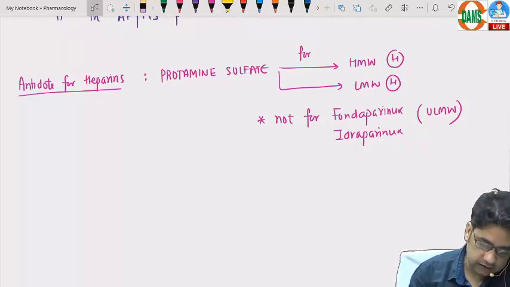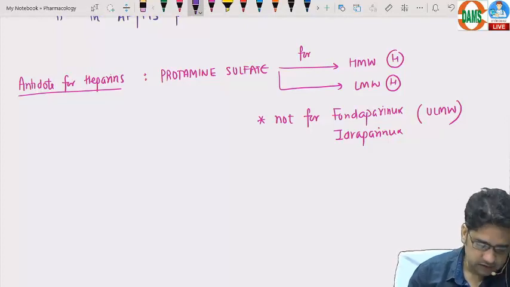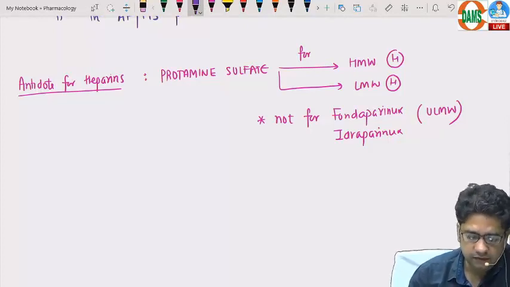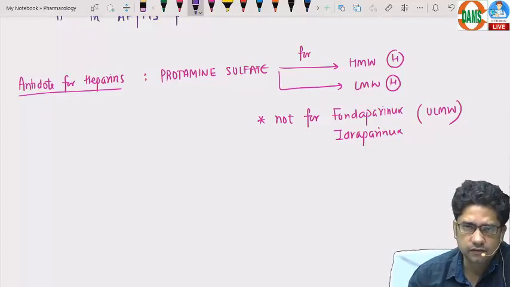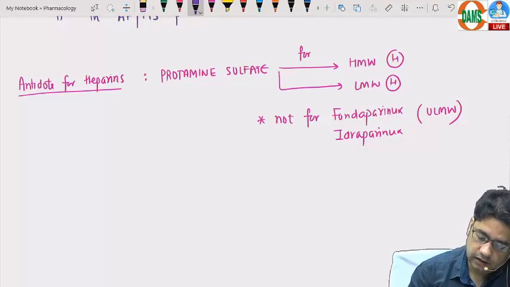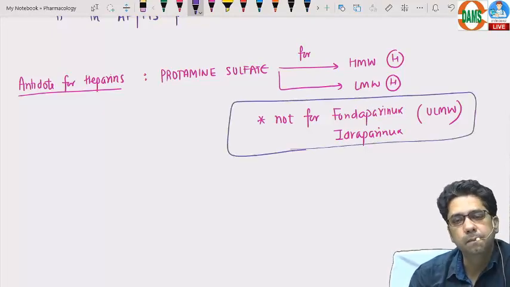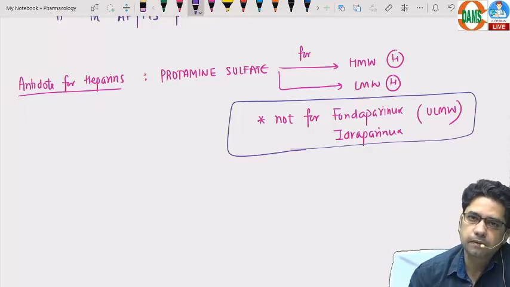Okay, no beta, it is not given IV. प्रेजर्वेटिव वगैरह होते हैं उसमें, इस वजह से. ओके, आईवी के लिए हाई मॉलिक्यूलर वेट ही काफी है, इसके अलावा हमें जरूरत ही नहीं पड़ती. Now the point is, if you talk about them, we don't have any antidote for them. We don't have any antidote for fondaparinux and idraparinux.